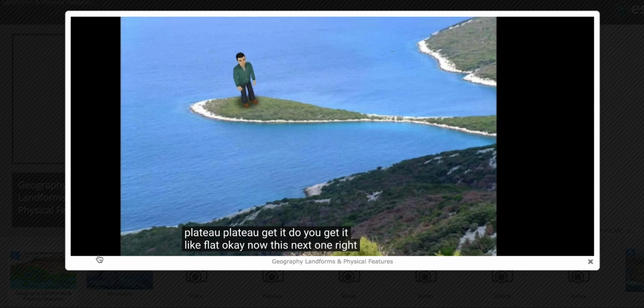Now this next one right here is pretty cool. You see, it's a body of land that is almost completely surrounded by water. And when I say surrounded, I mean it's almost all the way around it, but you see it's still connected to a mainland. That's what makes it different from this next guy, which is an island.